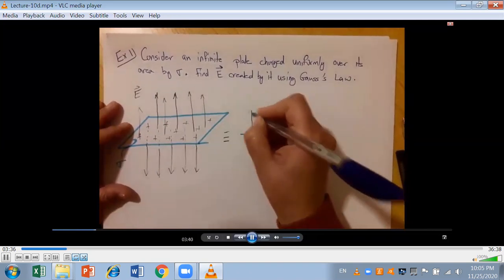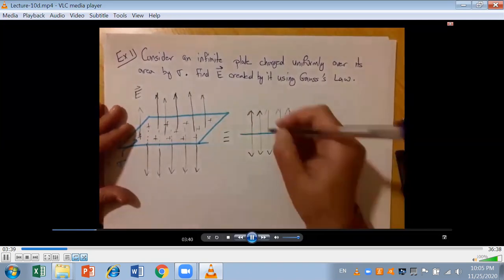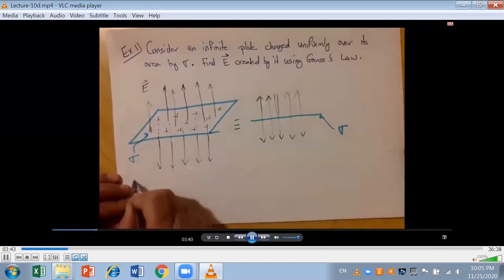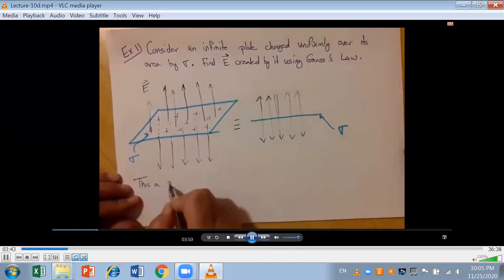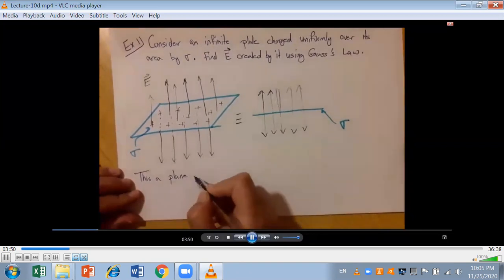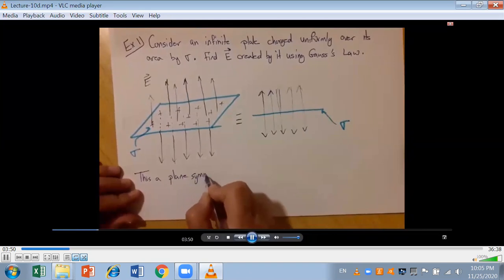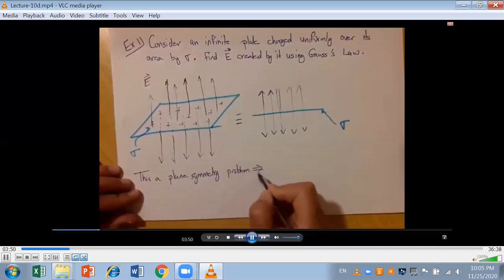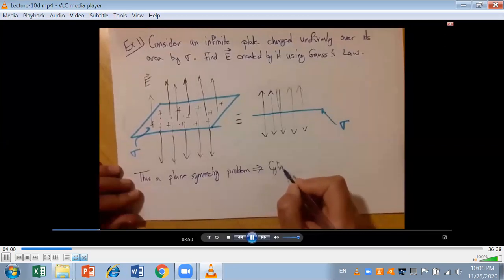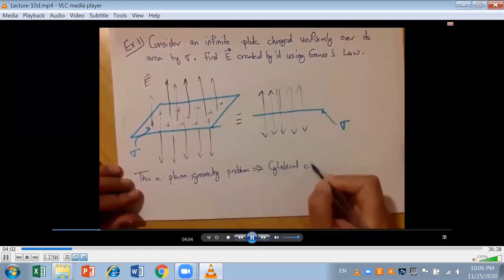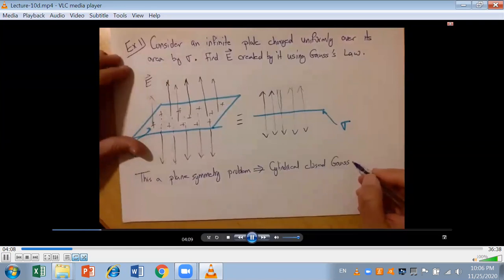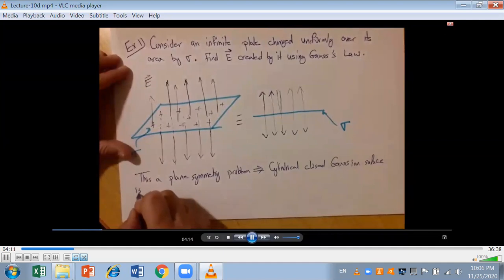The question: we want to find the electric field created by this infinite plate. Ladies and gentlemen, this is a plane symmetry problem, which implies a cylindrical closed Gaussian surface is selected.